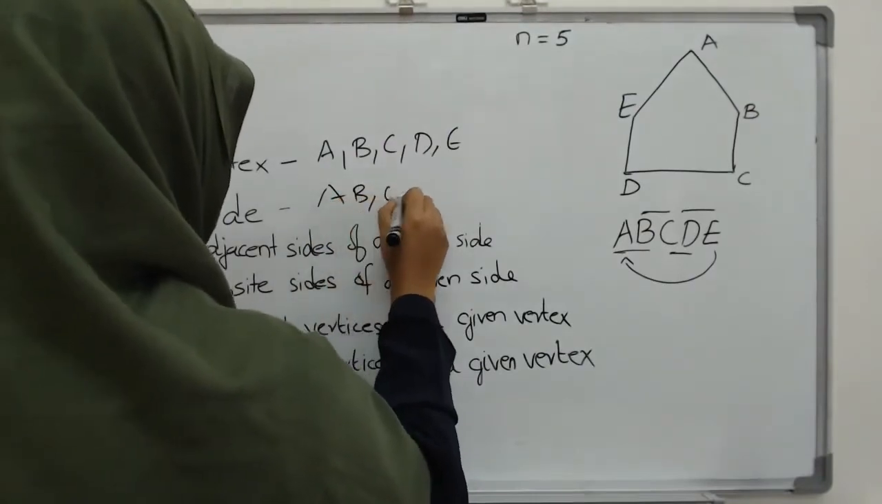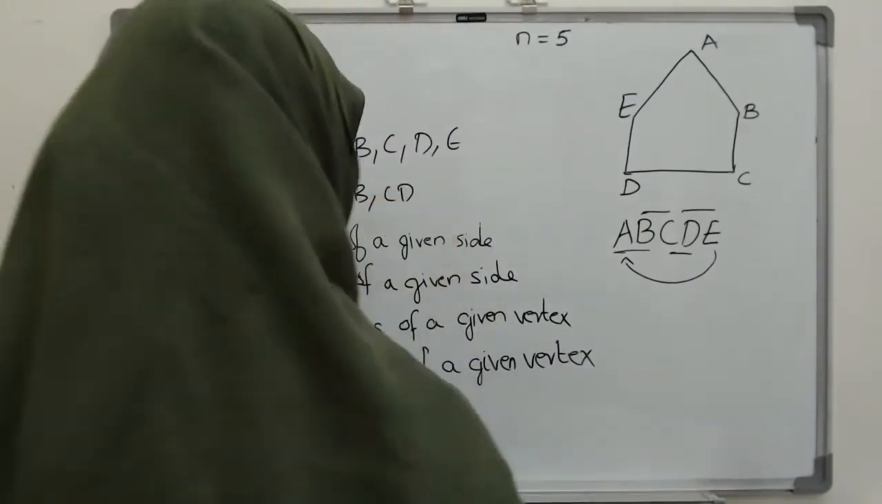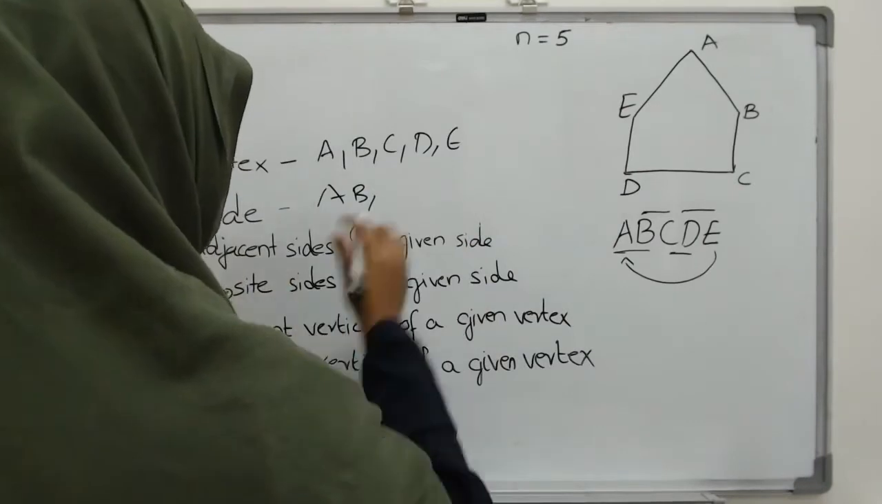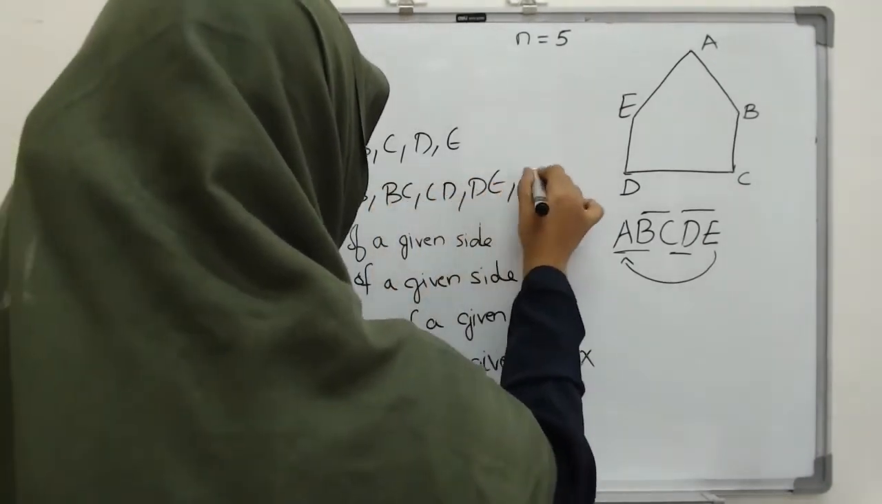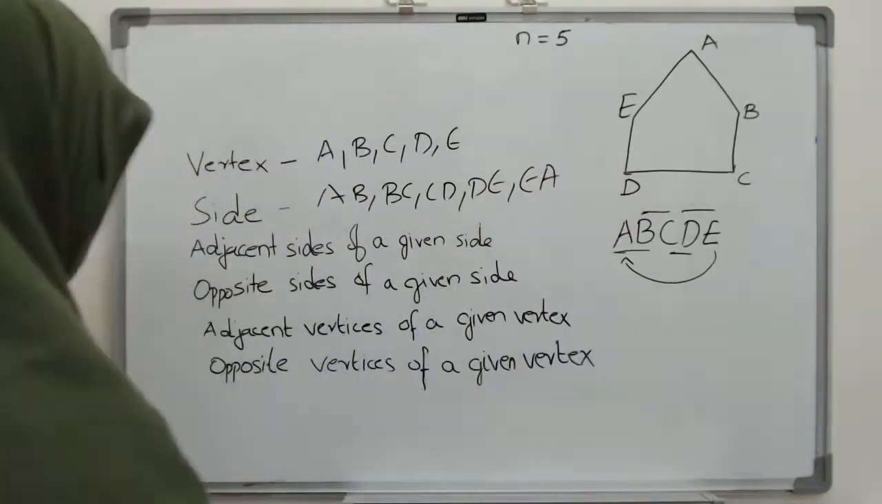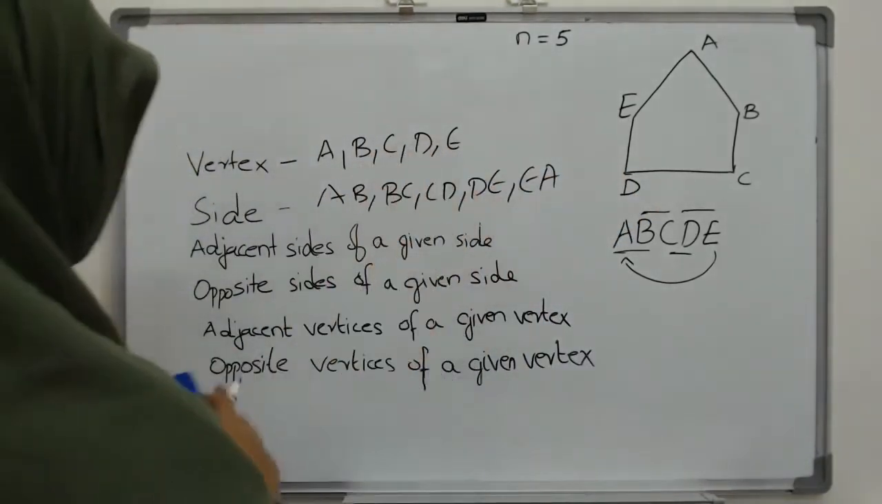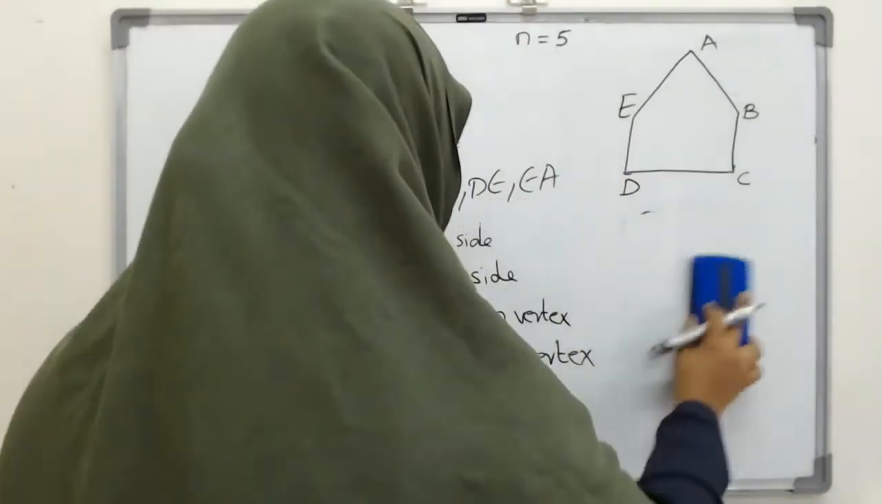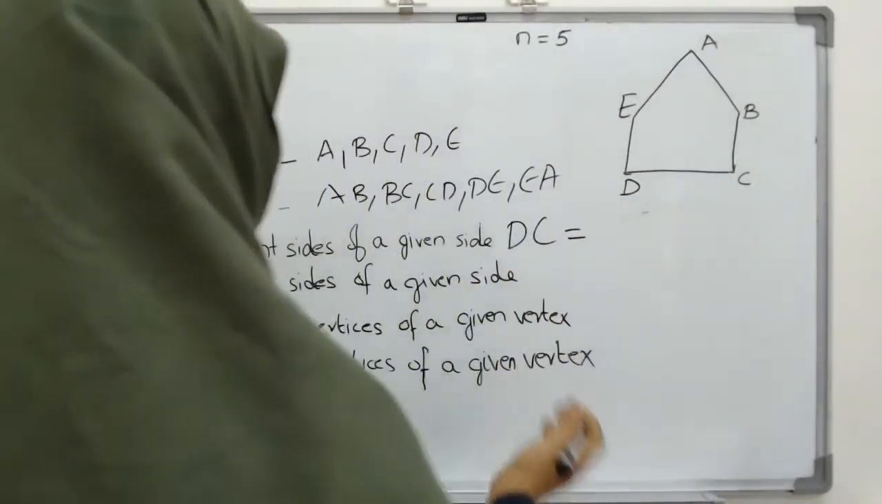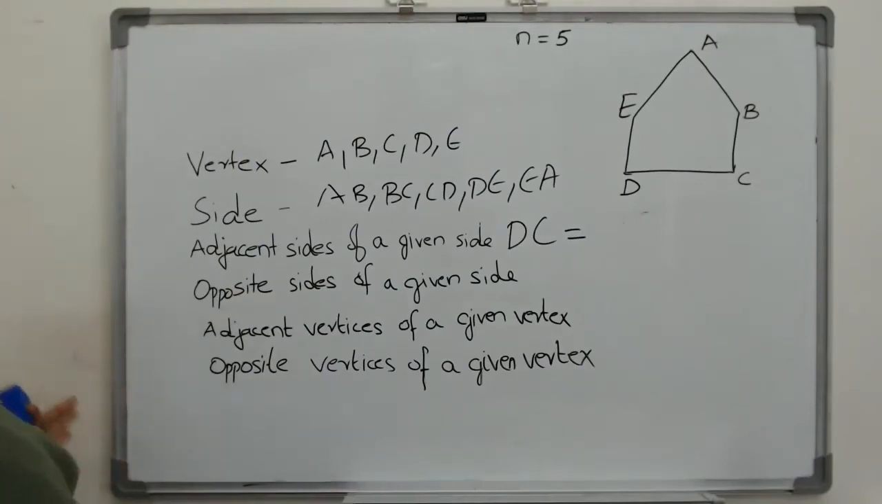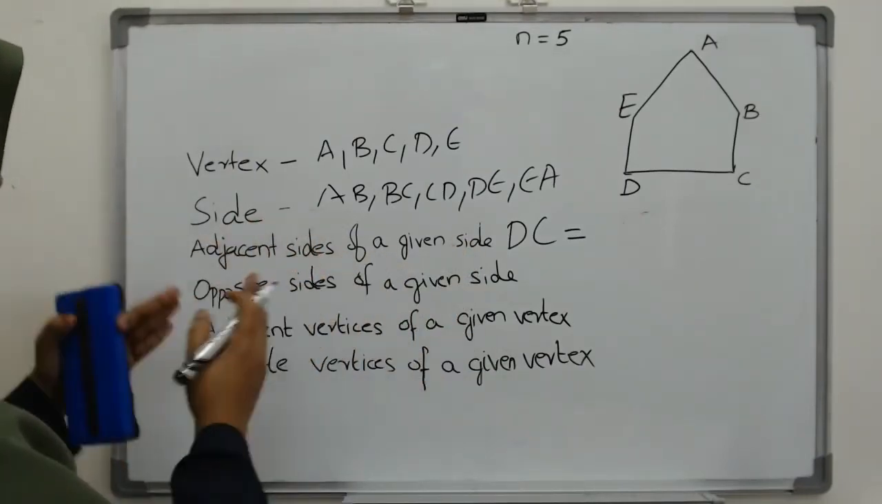So these are the sides: AB, BC, CD, DE and EA. Now given any side, so randomly I will take DC. Given any side, it will tell you what are its adjacent sides. Adjacent means what come near, what are the nearby sides.